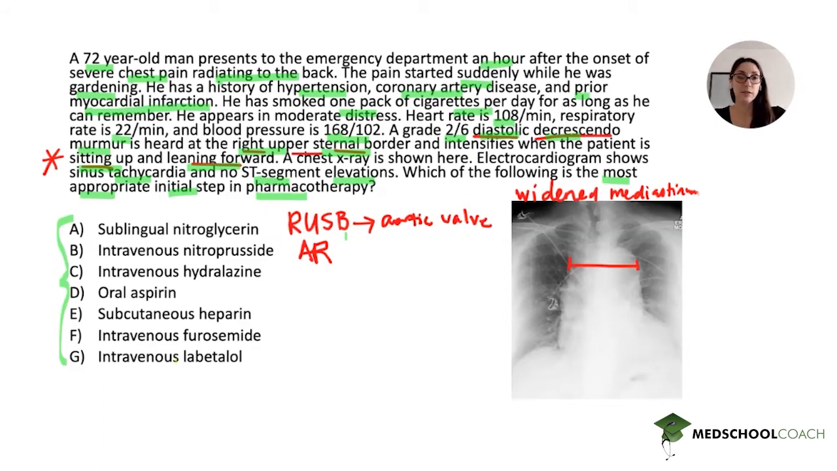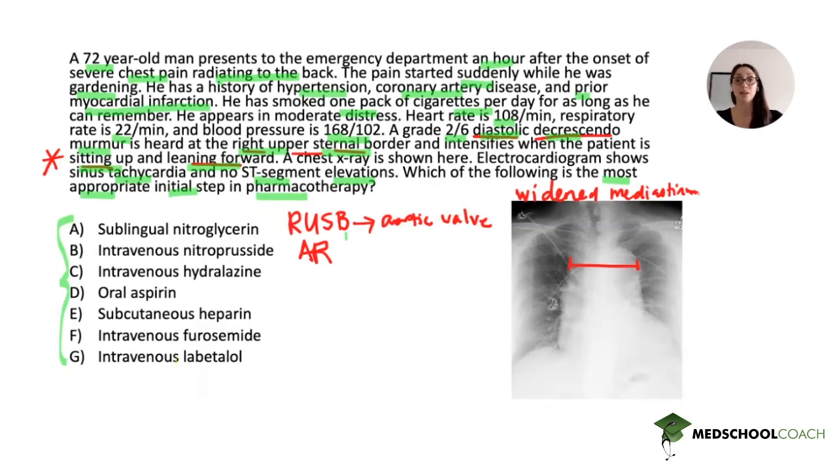And finally, we're told about the EKG and that it just has sinus tachycardia, but no ST segment elevation. So which of the following is the most appropriate initial step in pharmacotherapy? So this is a great example of a question where we need to first identify what the diagnosis is and then answer a question about that. And so for these complicated questions with a lot of findings, different testing modalities that are involved, I think it's really helpful to take a moment to synthesize what we've read and synthesize those highlighted elements and put them together.